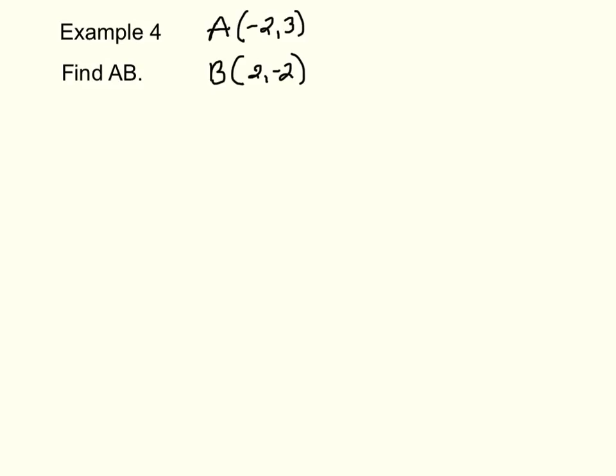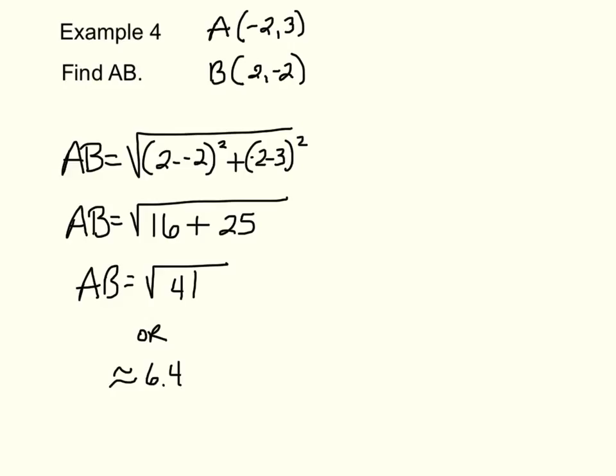On example 4, I want you to do this by yourself right now. Pause the video, find the length from A to B. If you did it correctly, you would get either the square root of 41, or if you approximated that, it would give you 6.4. But I want you to notice there's another way to do this, and it's using what you guys already know from last year. And actually, you might have learned it way back in 6th grade.